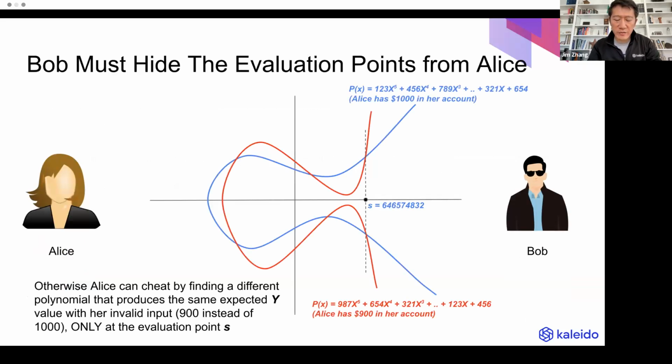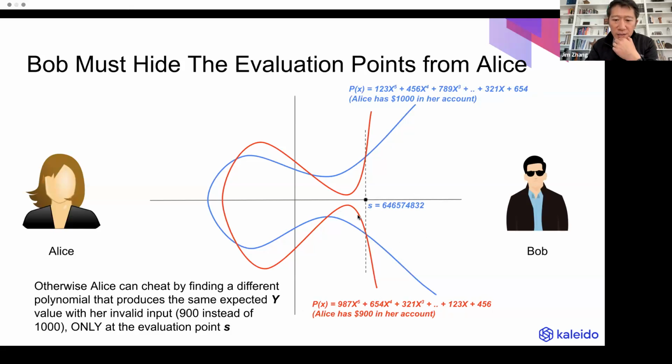So why should the X value be hidden? This is why. If Alice knows what the X value is, the value that Bob will use to evaluate to decide if Alice has the right polynomials, then she can cheat. Using the example, let's say the statement Alice is trying to prove is that she has 1,000 in her account, and that resulted in this polynomial on the top. But Alice, in fact, only has 900 in her account, and that resulted in this polynomial above.